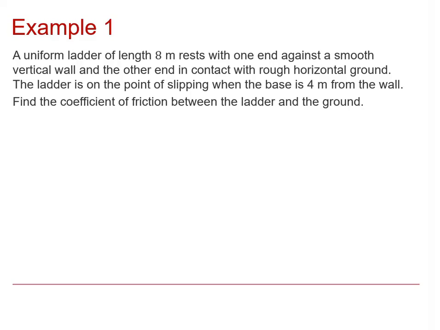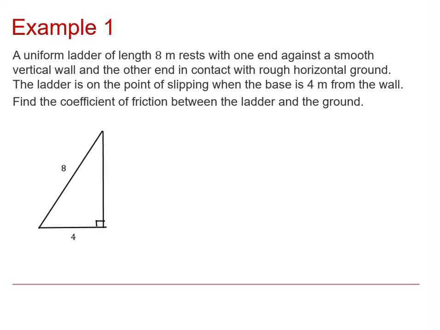A uniform ladder of length 8 meters. It's got one end against a smooth vertical wall. No friction at the upper end. The other end is in contact with a rough horizontal ground. Obviously there will be friction there. The ladder's on the point of slipping, and that occurs when the base is 4 meters from the wall. And we're asked to find the coefficient of friction between the ladder and the ground.